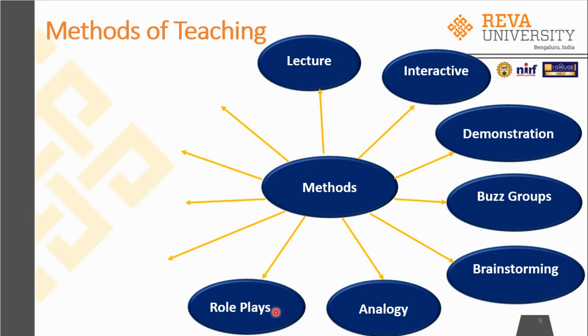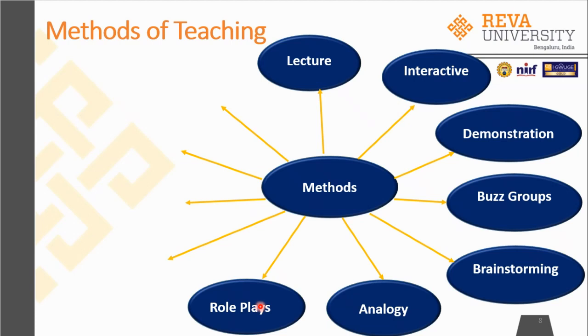So one person can act as vice chancellor, another person can act as director, one person can act as a professor, and another person can act as a student. How this interaction takes place between these people can be shown with respect to the role play. Okay, assign one role to each student and ask them to play it.